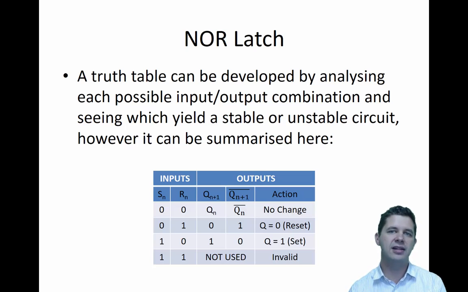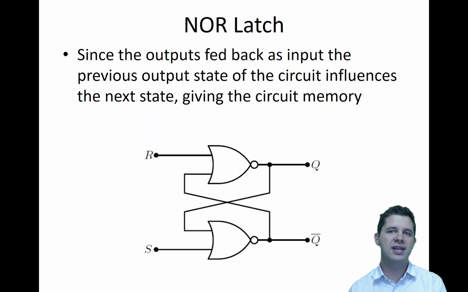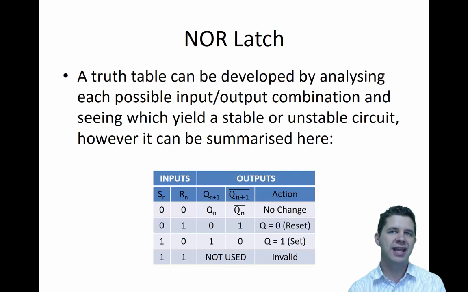It's actually an invalid state, and it won't actually let us use it, because if we set our R and our S both to 1 here, if we logically go through there, we can't actually get this particular state. It's going to be an errored state as we're trying to set and reset the latch at the same time.